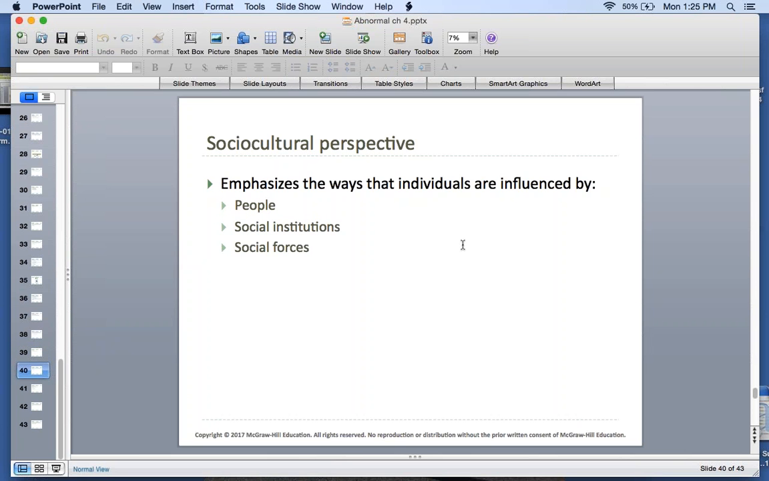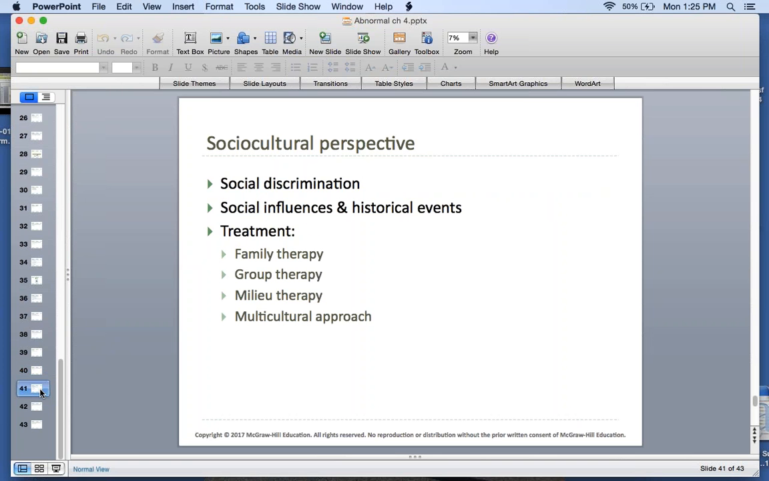Sociocultural perspective. This emphasizes the way that individuals are influenced by people, social institutions, and social forces. Should be pretty self-explanatory, right? So within that, we look at social discrimination. We look at social influences and historical events. Some treatments that we use: family therapy, group therapy, milieu therapy, multicultural approaches.